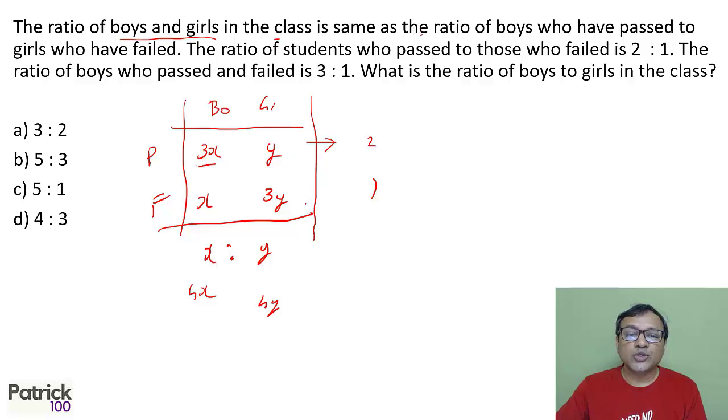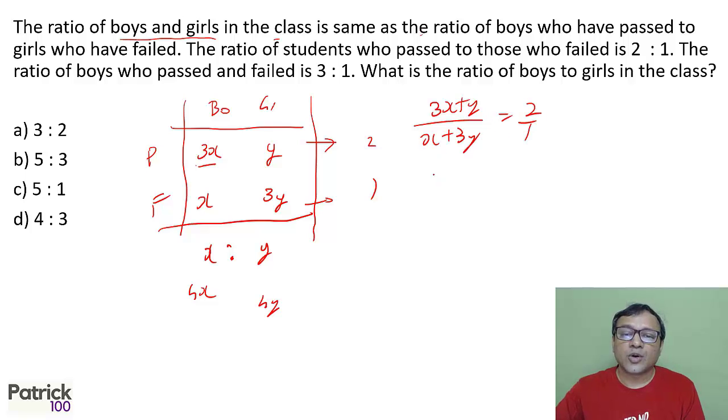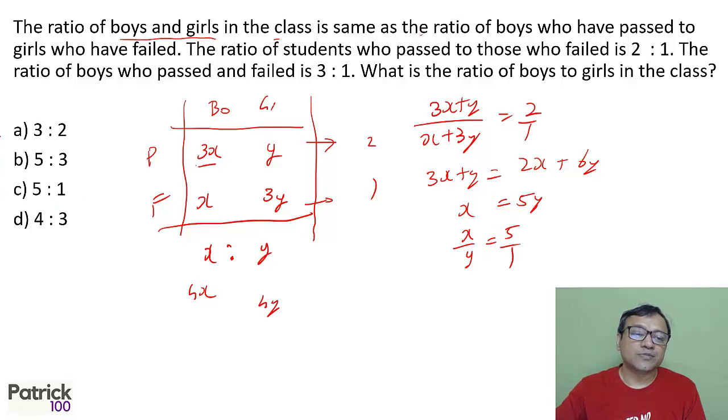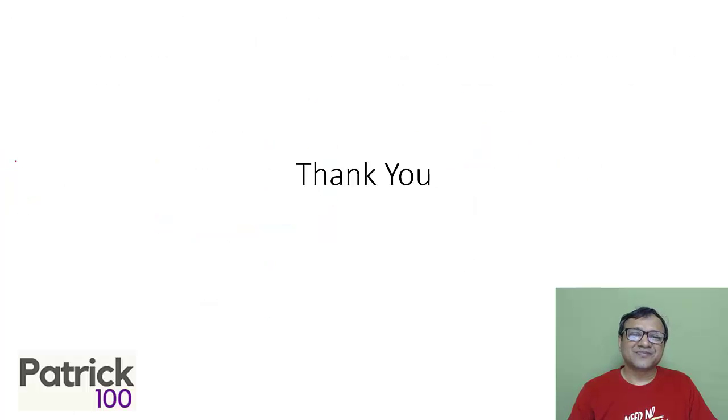We also notice the ratio 2 is to 1. So that means 3x plus y upon x plus 3y is 2 is to 1. Cross multiply: 3x plus y equals 2x plus 6y. You solve it, you will get x equal to 5y. So x upon y is nothing but 5 is to 1. So you get the ratio, C option. You can maybe substitute options also and get it, or form an equation and try to get the answer. Thank you.